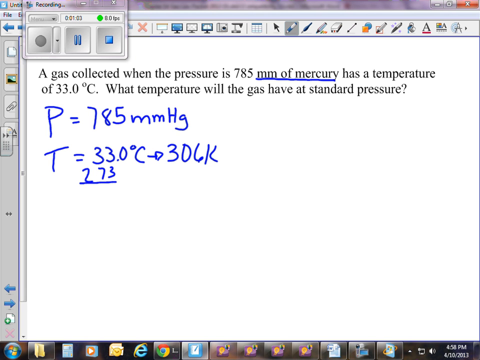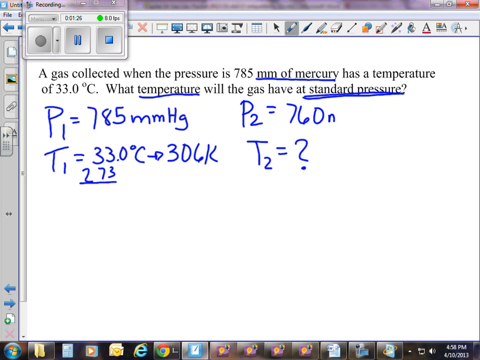As we keep reading, what temperature, so temperature, this will be my second one. Those will have to be my first. This is what we're looking for. What temperature will the gas have at standard pressure? So we have our second pressure, standard pressure. You know what that is when it's millimeters of mercury: 760 millimeters of mercury.